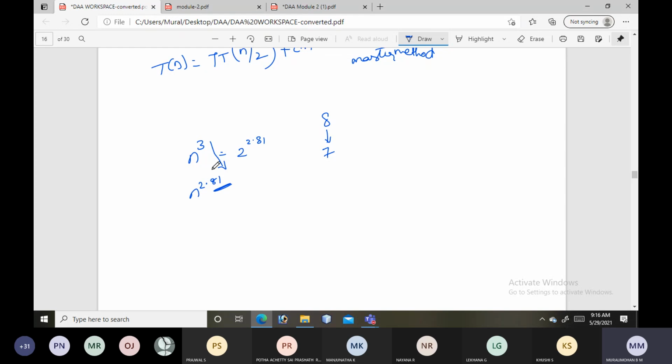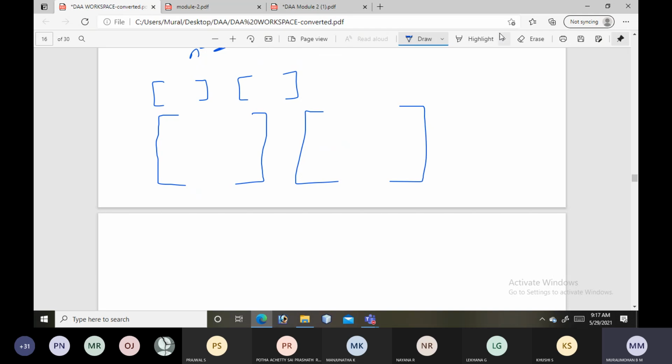Okay. So now we have seen, suppose we are having a 2 cross 2 matrix. It is small enough to solve. My next question is, suppose we are having a 4 cross 4 matrix, right?